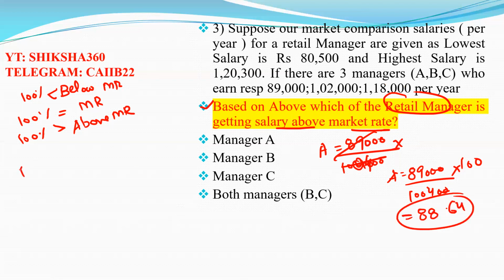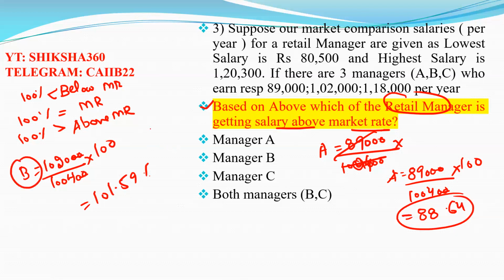Now how much will manager B get? 102,000 upon 100,400 into 100. 2 zeros cancel out. So 1020 divided by 1004. So it comes out to basically 101.59. Clear? So basically if B gets above 100%, then definitely C will get above 100%.